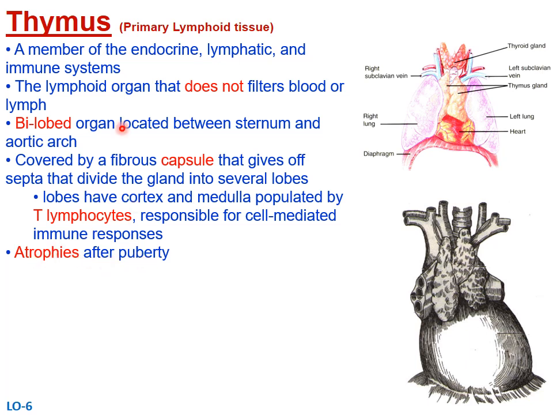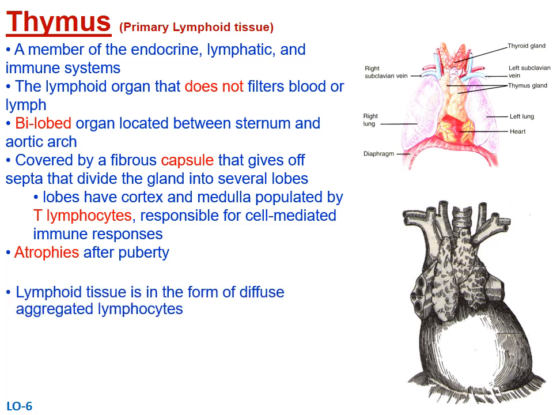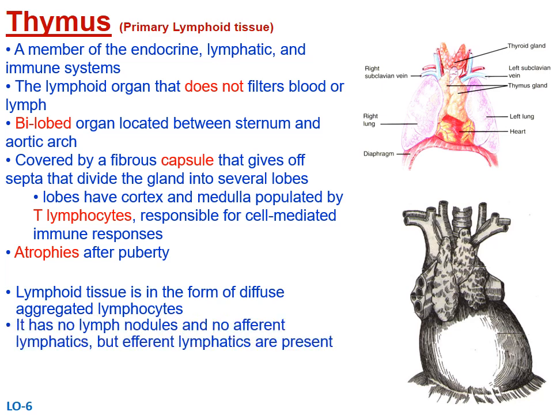It atrophies after puberty. The thymus is at its maximum at the time of puberty, but after puberty it sharply declines and becomes atrophic. Lymphoid tissue is in the form of diffuse aggregated lymphocytes. Aggregation means collection, so the T cells are in collected form in different parts of this organ. It has no lymph nodules and no afferent lymphatics, but efferent lymphatics are present.